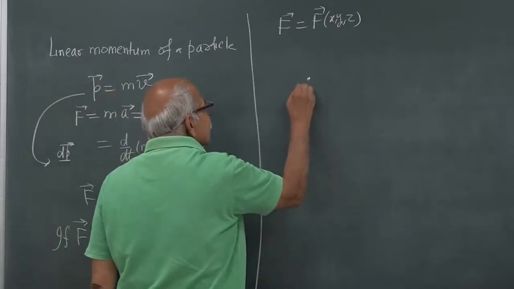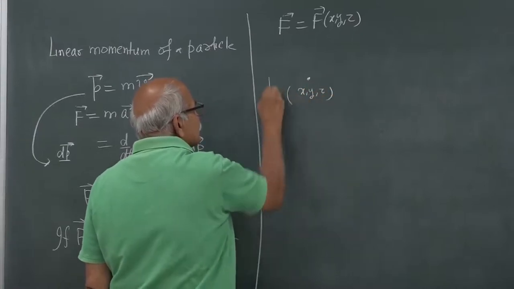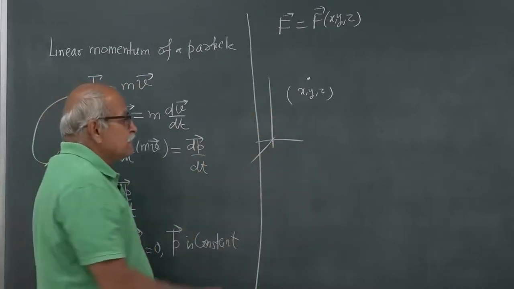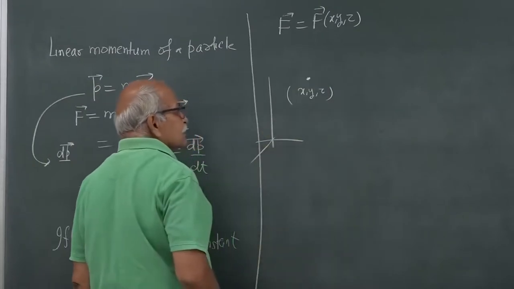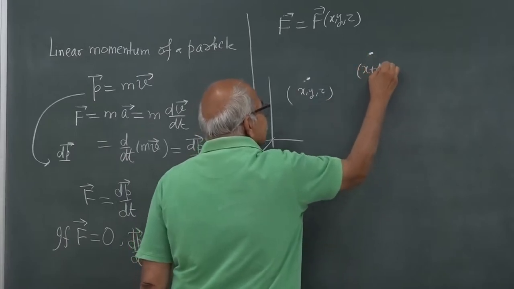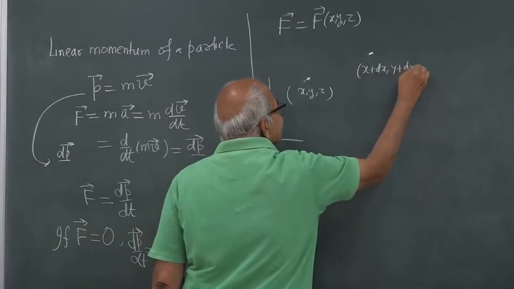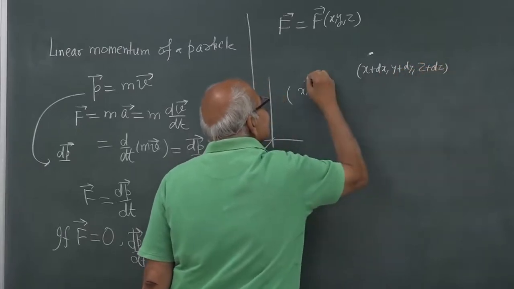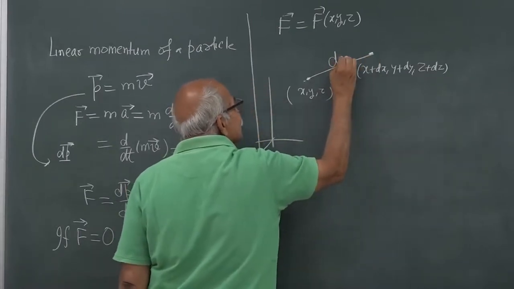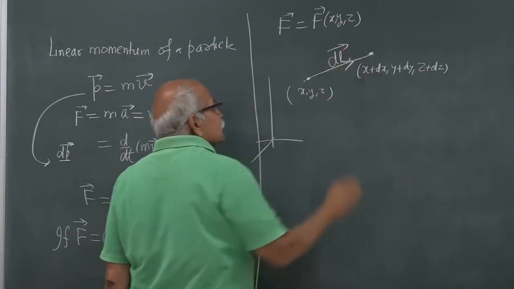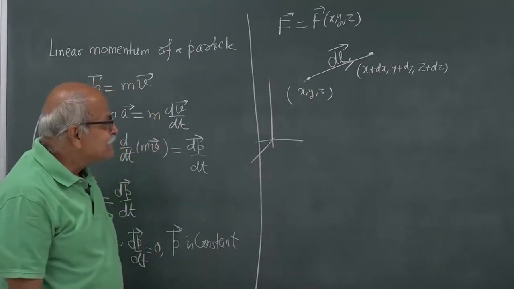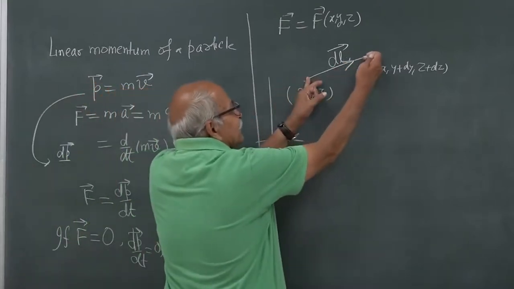So, if a force depends on space point, then you think of this quantity. I have a point x, y, z. I have some frame of reference, some origin, some x axis, some y axis, some z axis, and with reference to that I have a point x, y, z. Then nearby I take another point, and this is x plus dx, y plus dy, z plus dz, and this vector I call dr vector or dl vector. Okay, let me call it dl. People also call it dr vector. And then this is a small line segment.